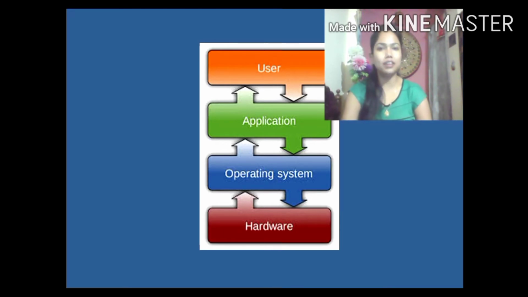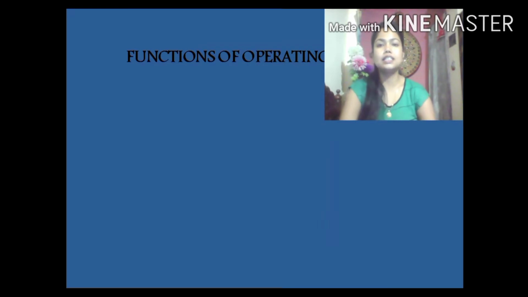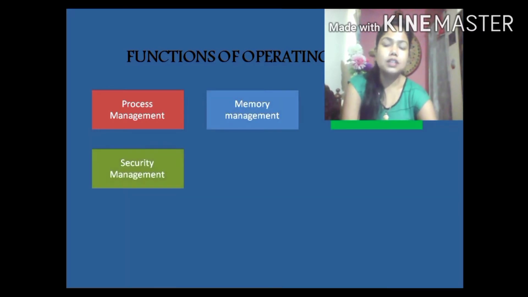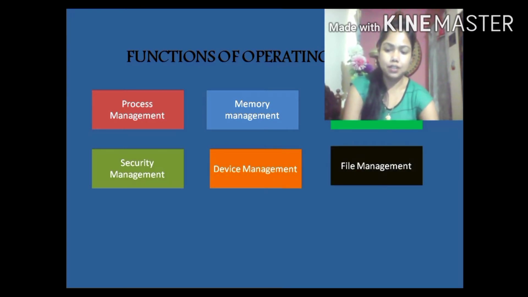Operating system is nothing but a software. It is a collection of programs which act as an interface between the user and the hardware. So that is operating system. All right. So next let's see the functions of operating system. The main functions of operating system are process management, memory management, input output management, security management, device management, and file management. Now we will discuss one by one all these functions in details.